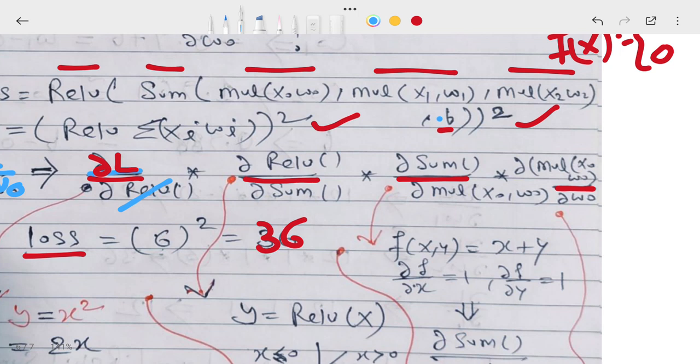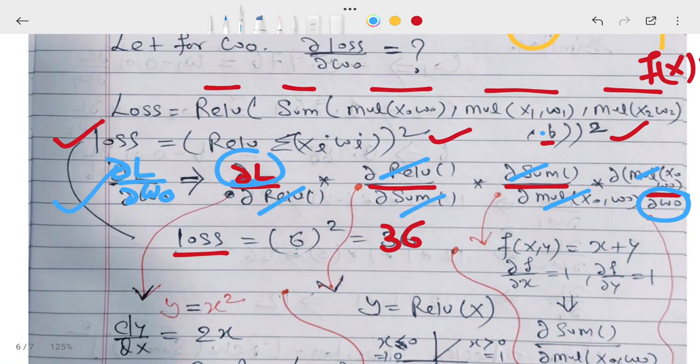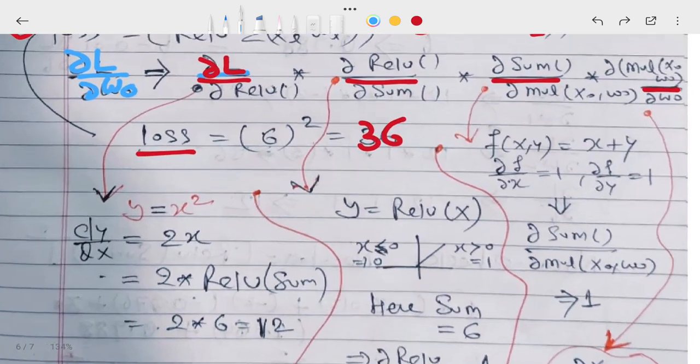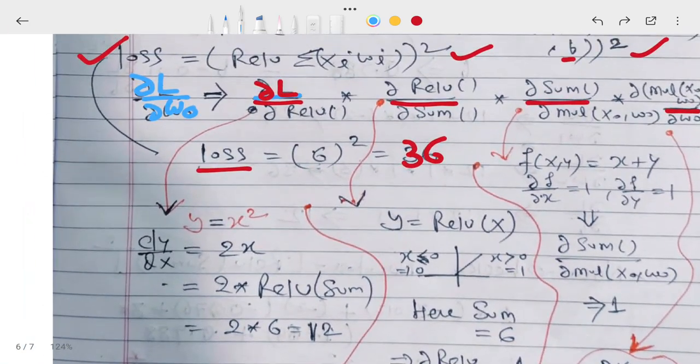I will subtract this and this, and I will subtract this and this. Now you can see w0 and dL, and this is my target. Done. I think you understand. Now I will erase this one. So now my loss is this. Now see here how it is working.